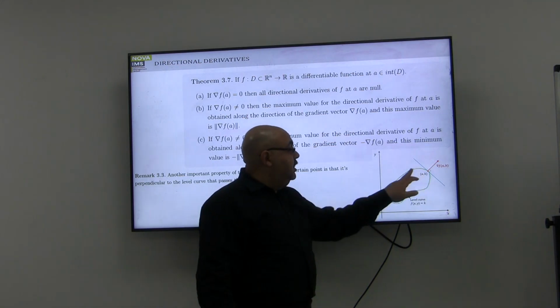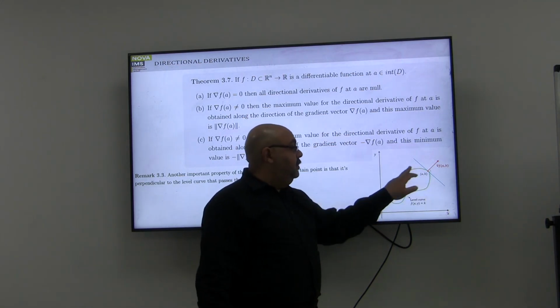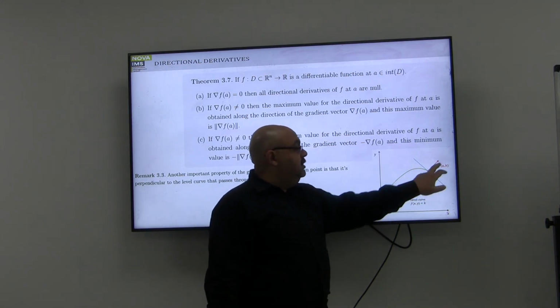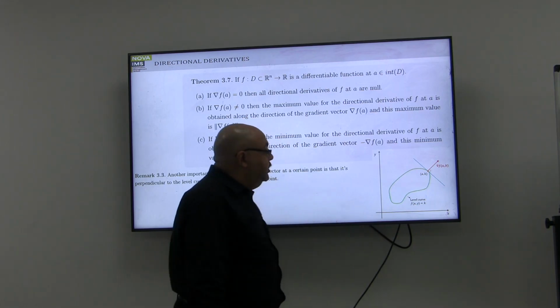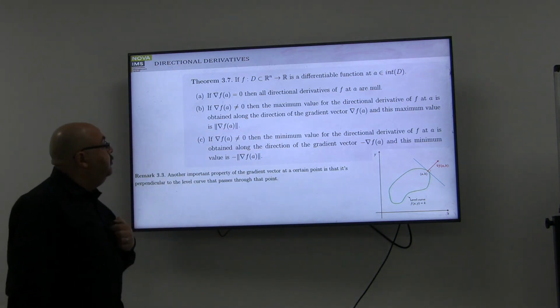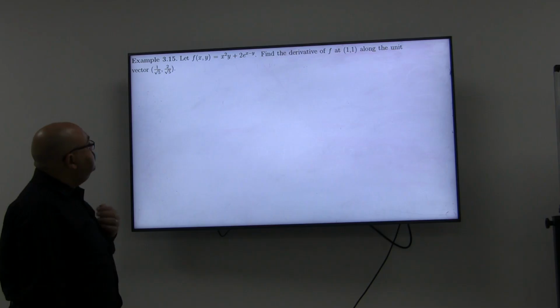So if this is the level curve that we are talking about, and this is A, B, this is going to be the direction of the gradient vector at this point for this level curve.